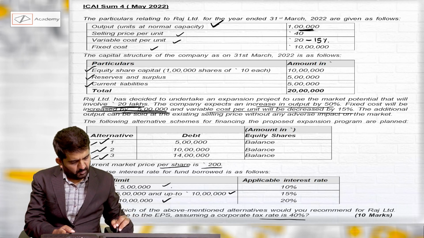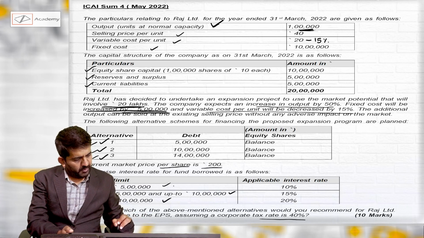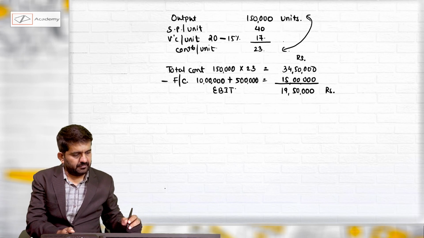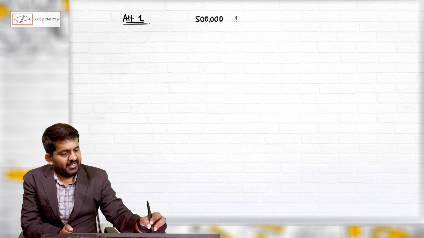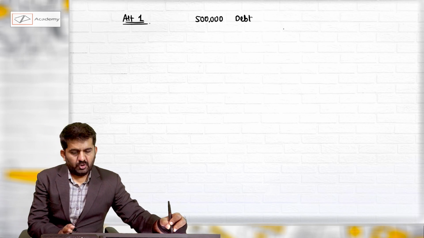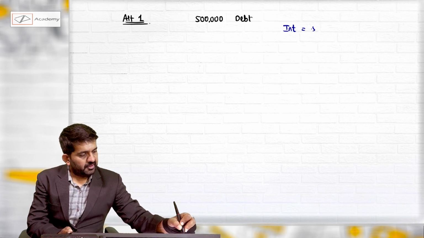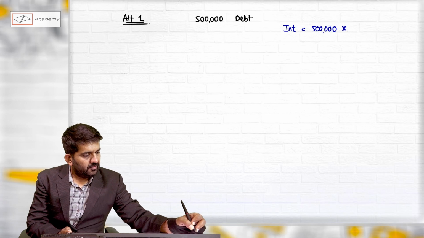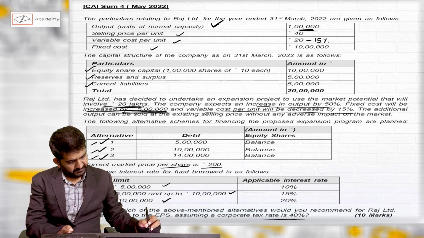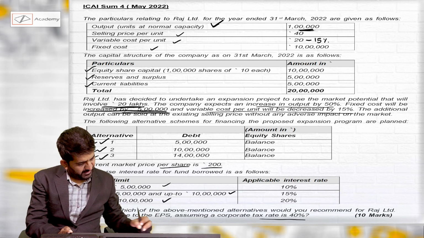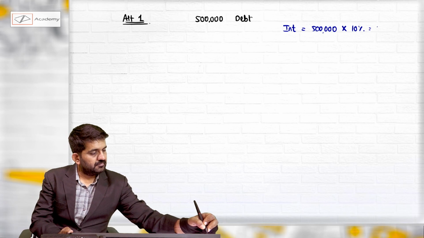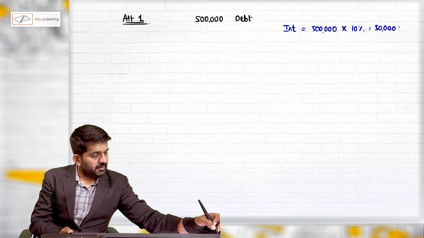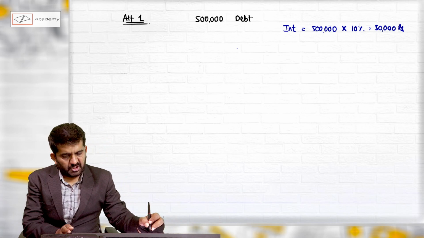How much debt will be involved? How much will be the interest? Alternative 1, 5 lakh debt and balance in equity. Alternative 1, 5 lakhs in debt. So my interest will be 5 lakh multiplied by, what is fund limit? 5 lakh. What is the rate applicable? 10%. 50,000 rupees. How much equity will be issued?